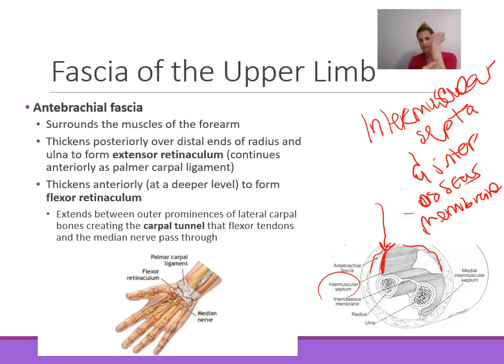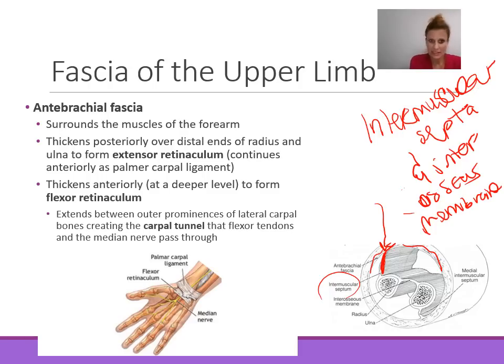So between the septa and the interosseous membrane and the bones themselves, the antebrachial region is separated into anterior compartments and posterior compartments. And again, just like we saw in the upper arm, that ends up giving us flexion and extension, right? So flexion and extension.